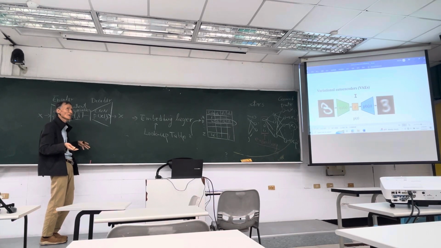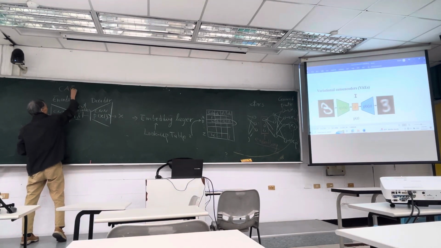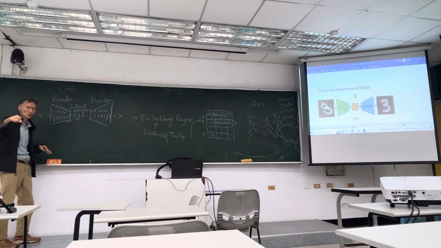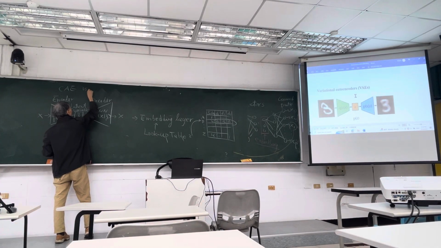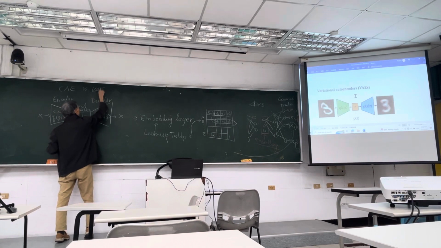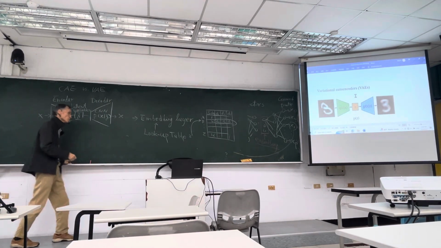But it makes a lot of difference compared with CAE. When I say CAE, it means convolutional, for unstructured data. Now we are talking about VAE, variational autoencoder.